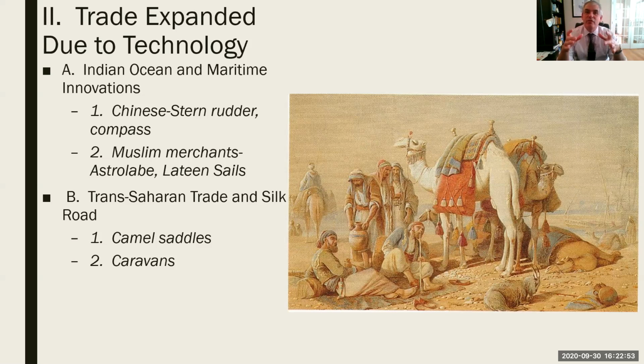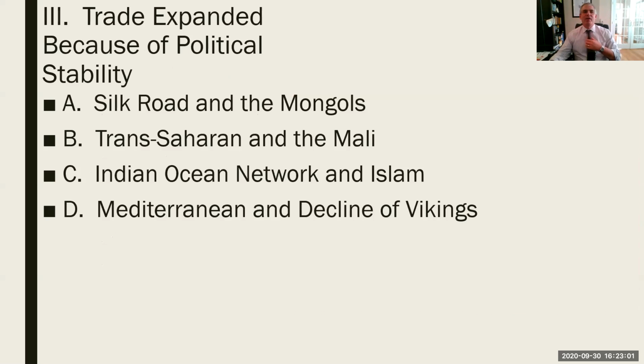And trade goes faster, trade gets cheaper. And when that happens, trade grows. So the next major theme we want to talk about is trade expanding because of political stability. For example, the Silk Road grows in terms of activity because the Mongols make it safe to travel along the Silk Road. The Mongols provide the protection to make sure that the Silk Road is a safe trade network.